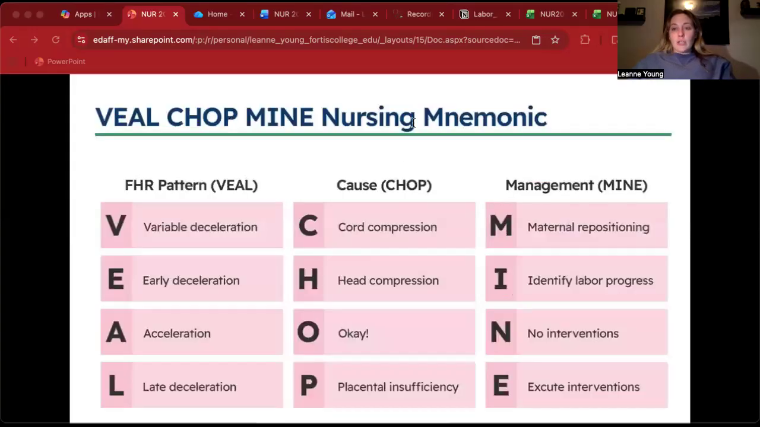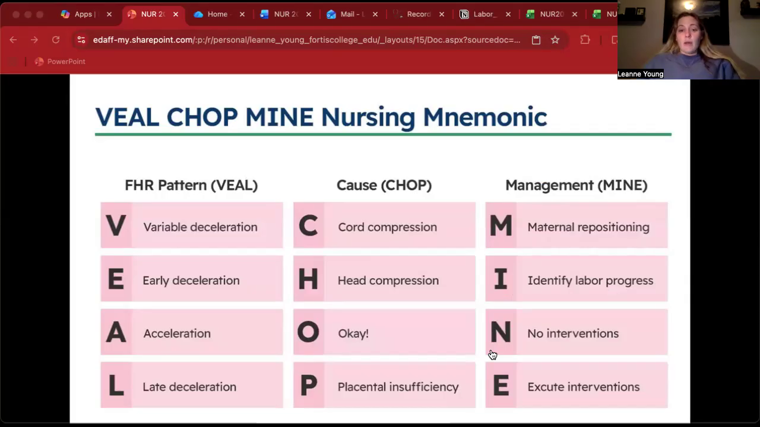If you're going to screenshot anything or save anything or look over anything, study anything, this is an awesome mnemonic. You guys may have heard of it already during your clinicals. VEAL CHOP MIX. Basically, it lines up what our fetal heart rate pattern is. So what kind of decel are we experiencing? What is the cause of this deceleration? And what is the management?